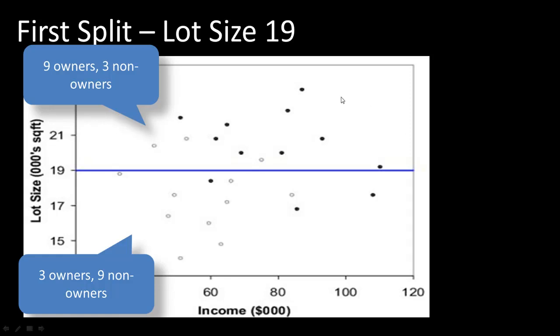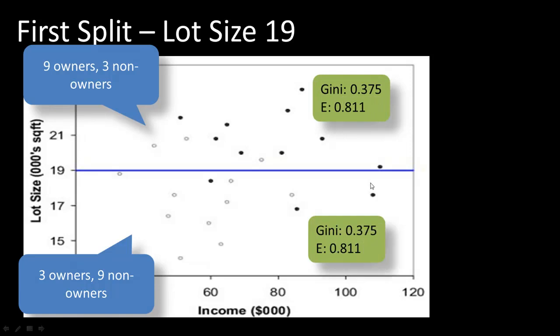And we can calculate now the Gini or entropy for this set and for this set. For each of those sets, the Gini and the entropy are exactly the same because they are 9, 3, 9, 3. The proportions are still the same. M is 2, and the proportions are 0.75 and 0.25. So you apply the formula, you're going to get the same number for both partitions. The Gini is 0.375, entropy is 0.811.